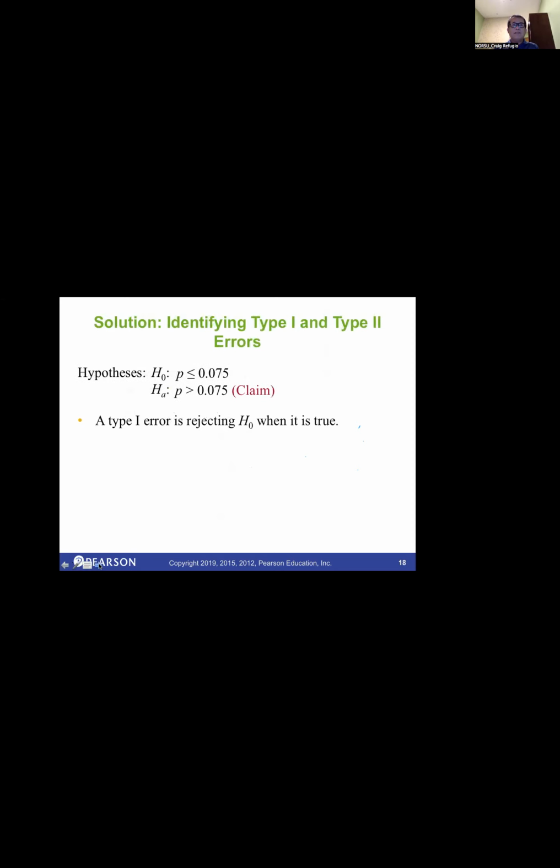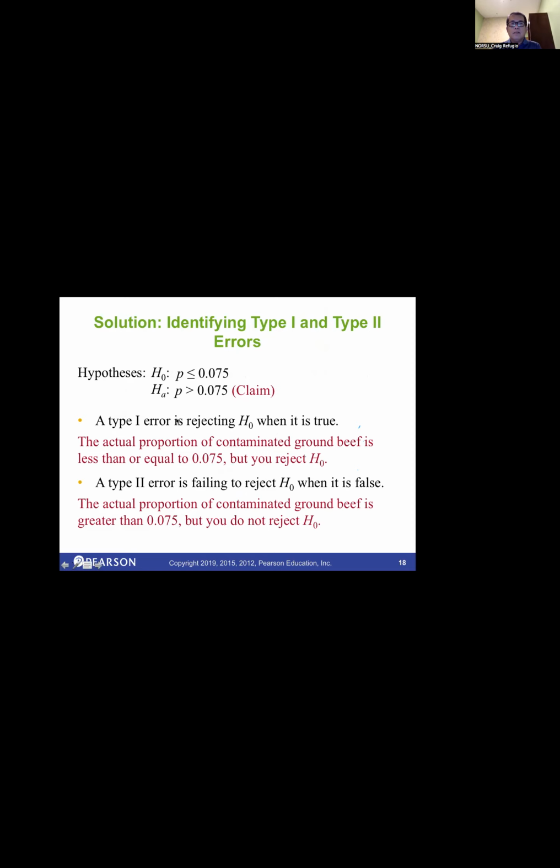So the next one is to have the HO and the HA in terms of type 1 error and type 2 error. So a type 1 error occurs if we reject a true null hypothesis. That's our definition. A type 1 error is rejecting HO when it is true, or you reject a true null hypothesis.